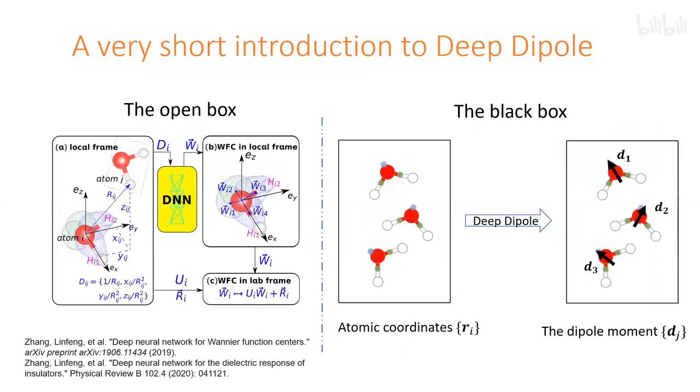The structure of a deep dipole model is similar to the deep potential model. From a black box point of view, it reads the atomic coordinates and returns the dipole vector associated to each molecule. A crucial point here is that deep dipole preserves the rotational and permutation symmetry. So if you rotate an isolated molecule, the deep dipole model will rotate the predicted dipole vector simultaneously without changing its magnitude.